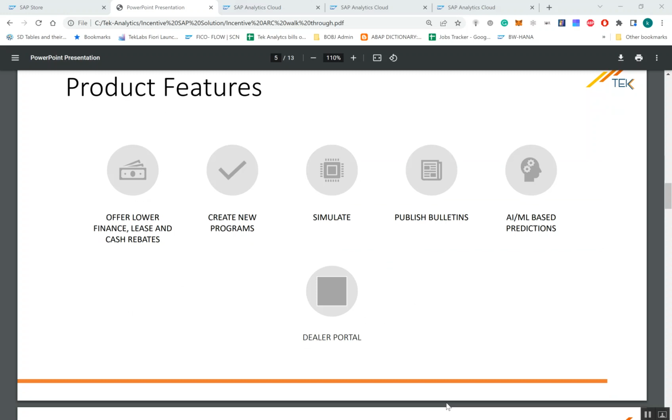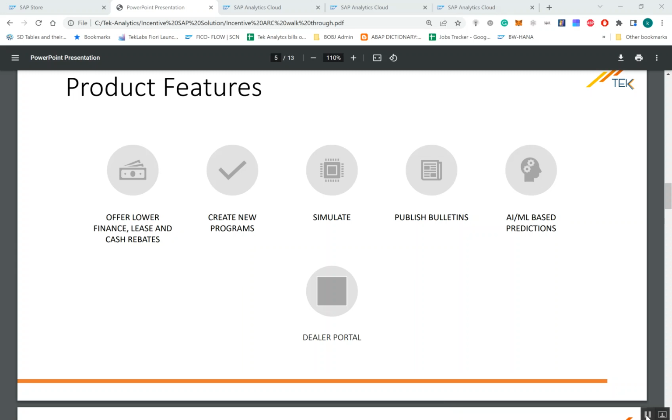Our planning solution is capable of creating new programs on the fly, dynamically, with zero IT intervention, and the planning application supports APR, lease, pure cash, and different channel mixes and trim mixes. Planners have the capability to simulate on the fly and see, depending upon the APR rates and lease subvented monthly payments, how the spend will fluctuate. It has an embedded publishing engine where, once the planning is done, you can publish to dealers. We also leverage standard SAC and ML algorithms, so planners can use standard algorithms to forecast or to smoothen the forecasting curves.